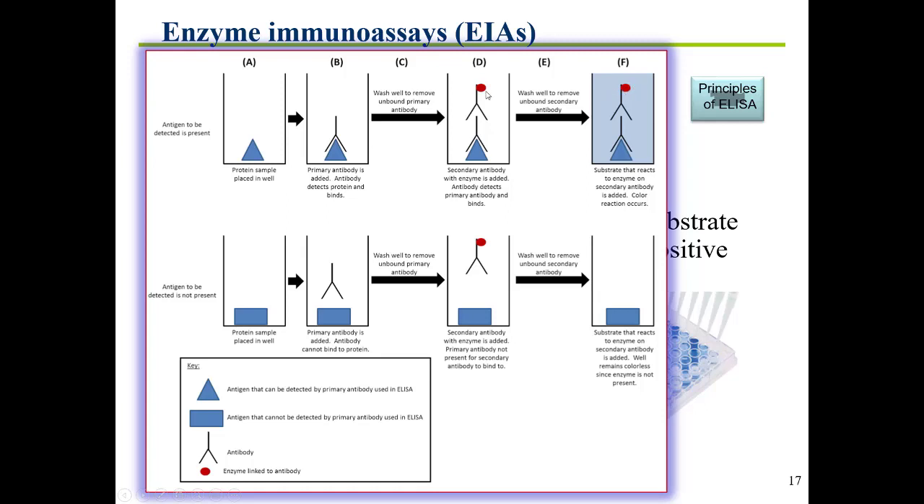If the patient does not have antibody to HIV, they have not been exposed, then there would not be this first antibody. Without that first antibody, when you add the second antibody, there's nothing for the second antibody to attach to because it doesn't attach to the antigen. The second antibody only attaches to the first antibody. Therefore, you get no color change.